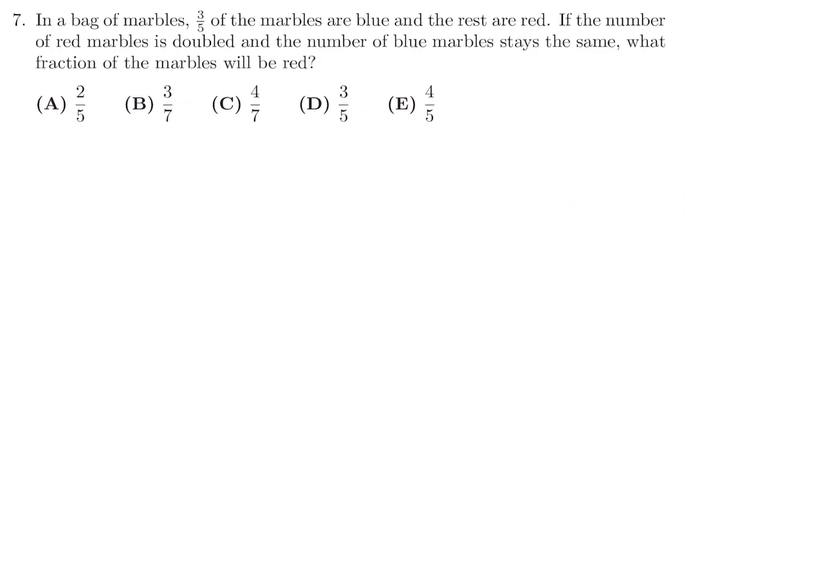In a bag of marbles, 3 of the 5 marbles are blue and the rest are red. If the number of red marbles is doubled and the number of blue marbles stays the same, what fraction of the marbles will be red? So let's just say we have 5 in total, and of those 5, 3/5 are blue, so 3 are blue, and the rest are red. So if 3 are blue, that means 2 are red.